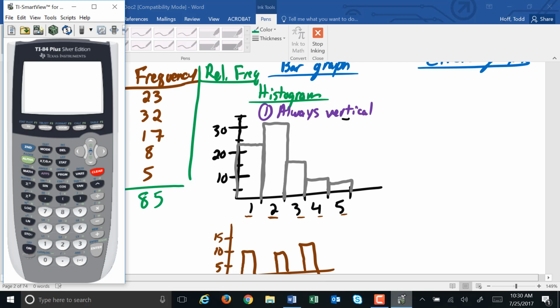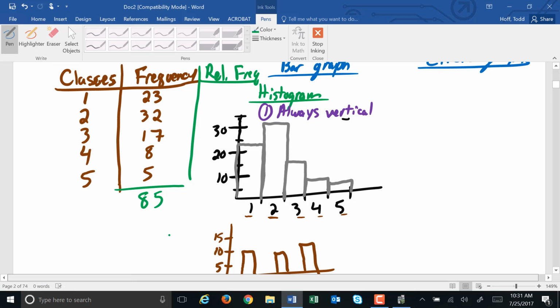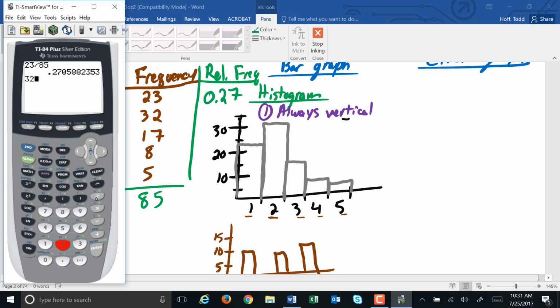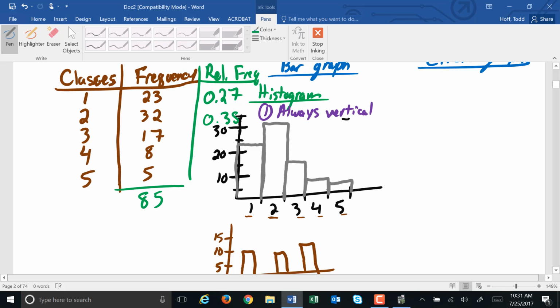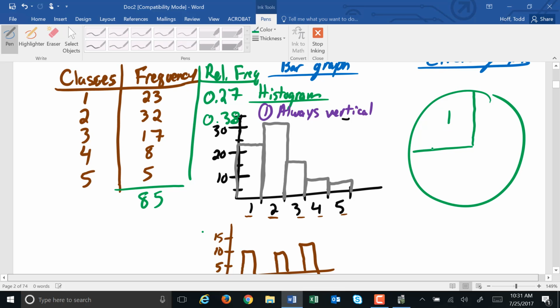23 divided by 85 is 0.27. 32 divided by 85, 0.38. So you'd make your circle graph. 0.27 is slightly more than a quarter. So that's one class. 0.38, well, that's like the 37 and a half. That's 1/4 plus another eighth. That's about like that. That's two classes.